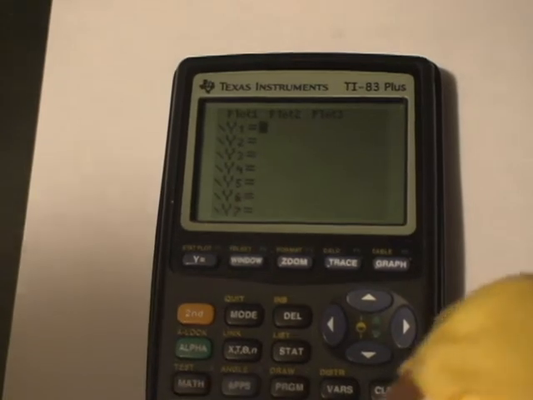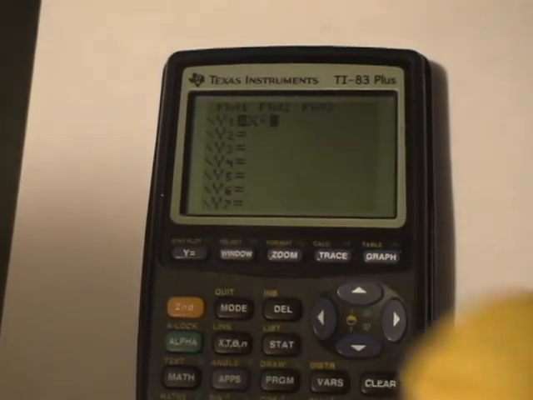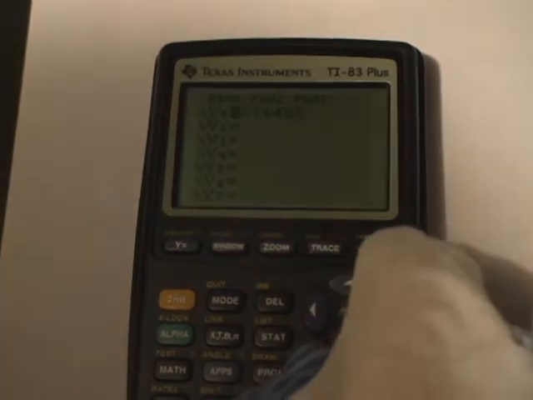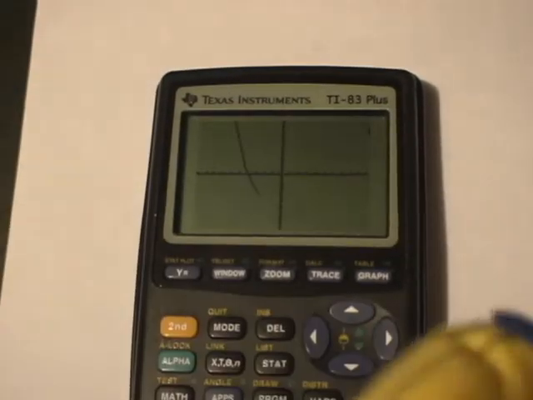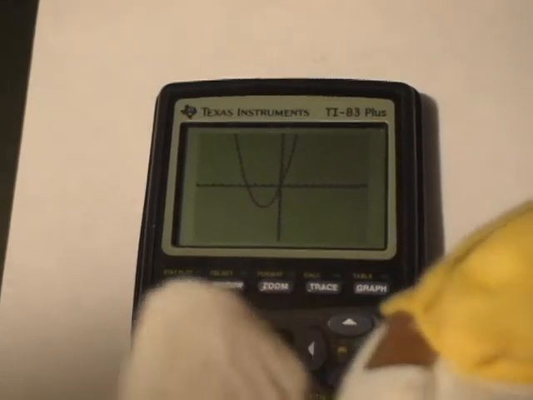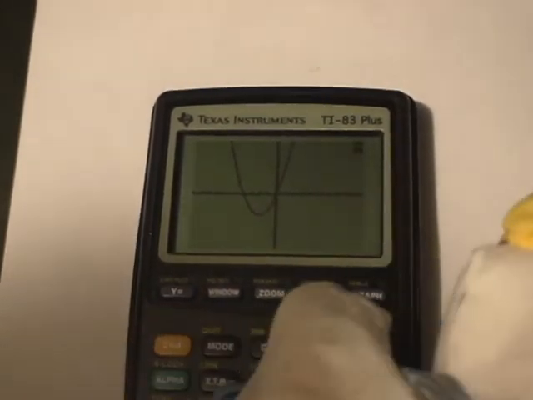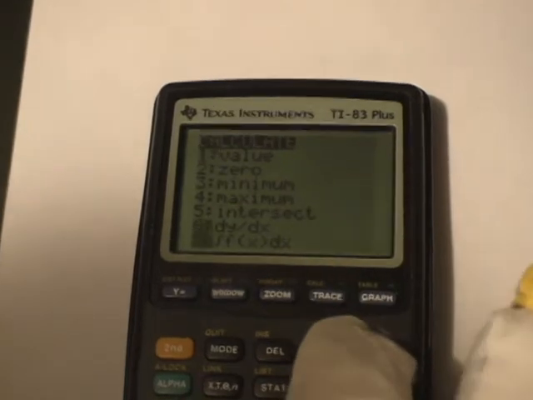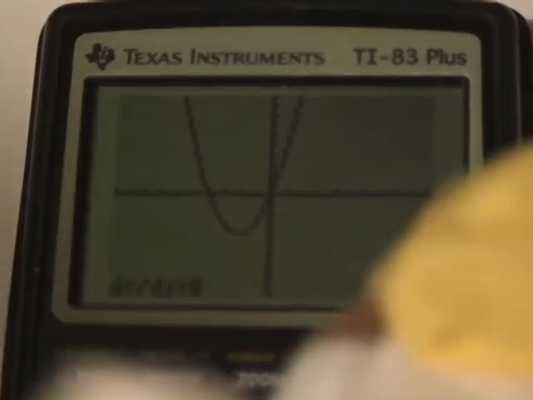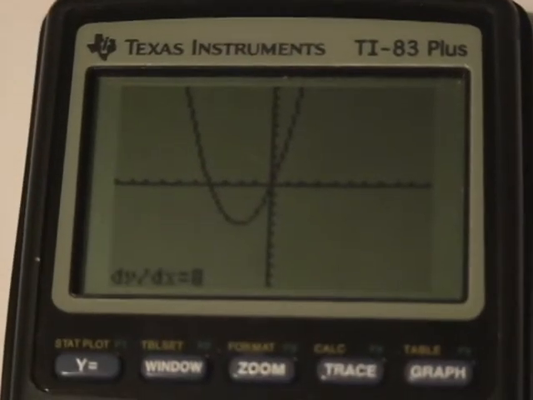Let's say we have a function x squared plus 4x. And when we graph that, we get the curve. But if we want to find the derivative at the point x equals 2, we hit second, calc, dy dx. At x equals 2, the derivative equals 8.